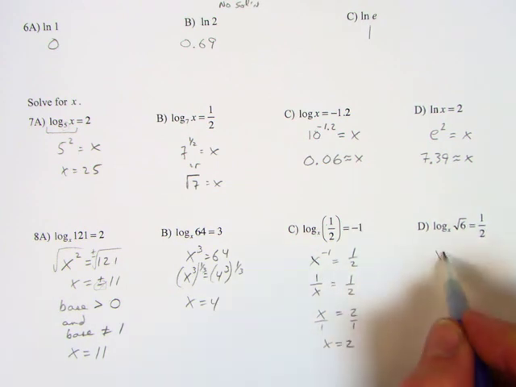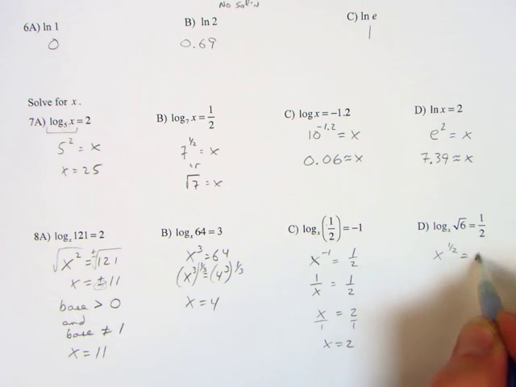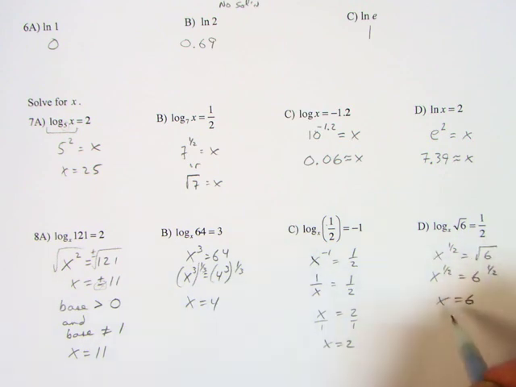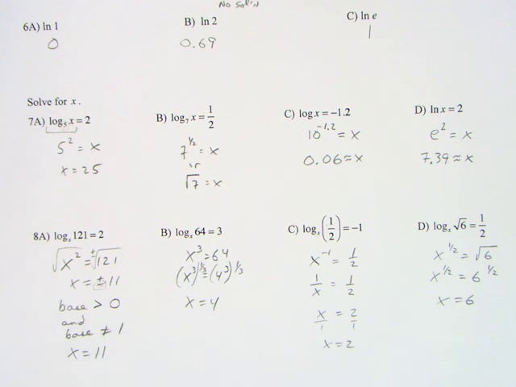And the last one, x to the 1/2 equals the square root of 6. I was going to say x to the 1/2 equals 6 to the 1/2, so x equals 6. I could have squared both sides to get x equals 6. Again, there's multiple ways to go about it, and that's it for this lesson.